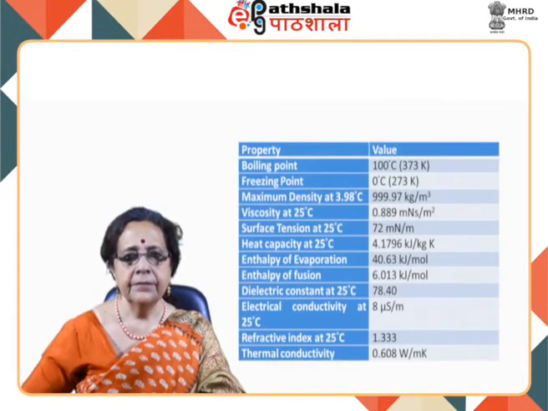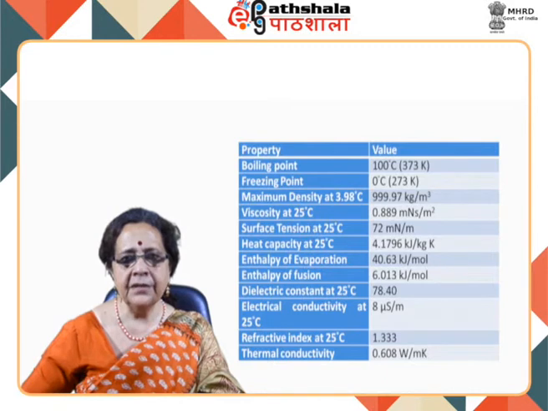Now, this table shows the physical parameters of water. We've already discussed the importance of these parameters. So, in this table, all the values are given. For example, the boiling point of water, 100 degrees Celsius, or 373 Kelvin. Freezing point, 0 degrees Celsius or 273 Kelvin. The maximum density of water is at 4 degrees Celsius, we had discussed, more accurately at 3.98 degrees Celsius, that is 999.97 kilogram per meter cube.